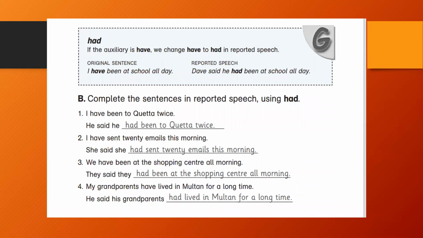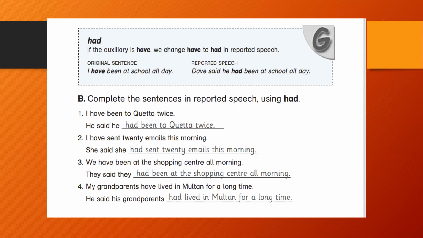In this exercise, we shall practice how we change the auxiliary have into had when we change the reported speech. Original sentence is, I have been at school all day. Dave said he had been at school all day. Now have has been changed into had. In the same way, we are going to change the reported speech in exercise B. I have been to Quetta twice. He said he had been to Quetta twice.